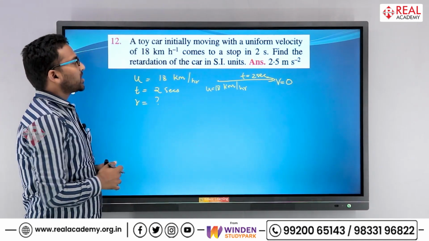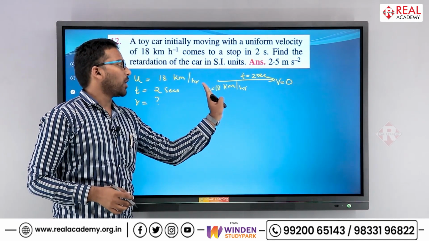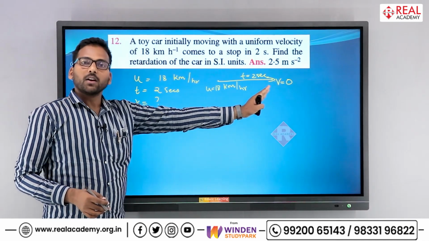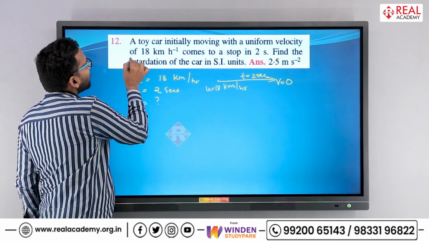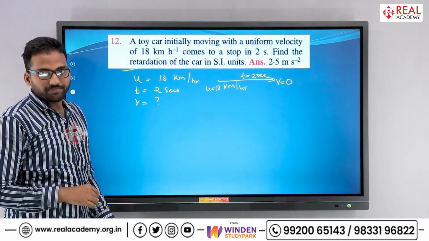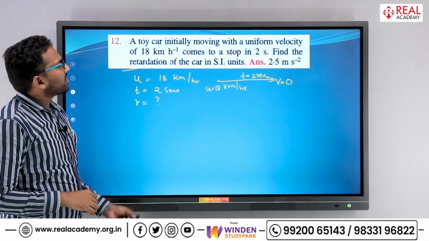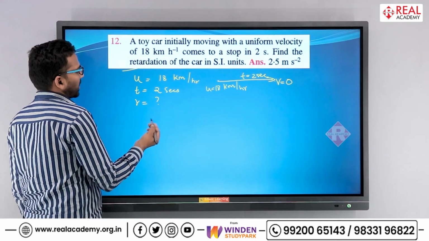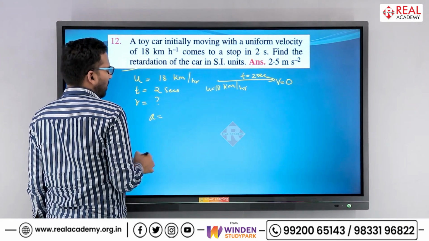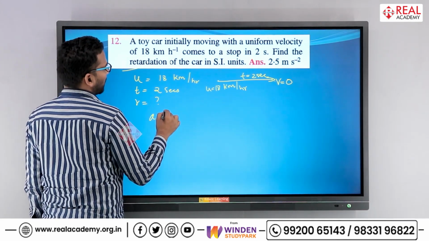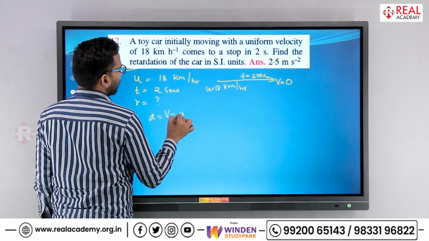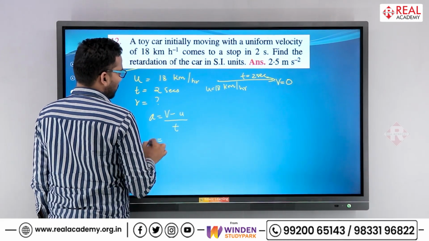So find the retardation. Retardation means acceleration where velocity is reducing, right? So we will name it as retardation and not acceleration. Clear? Then they have asked us to find the acceleration, that is retardation. You can simply go by this formula as well, that is V minus U by T. So what is the answer?